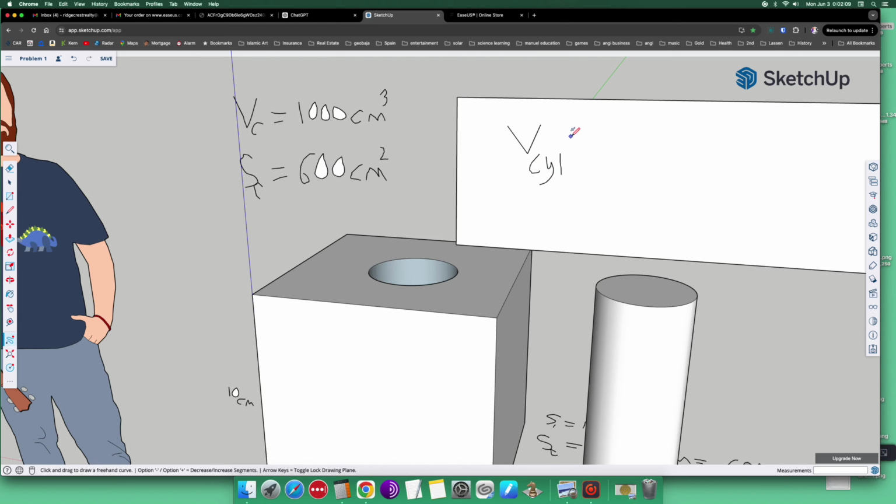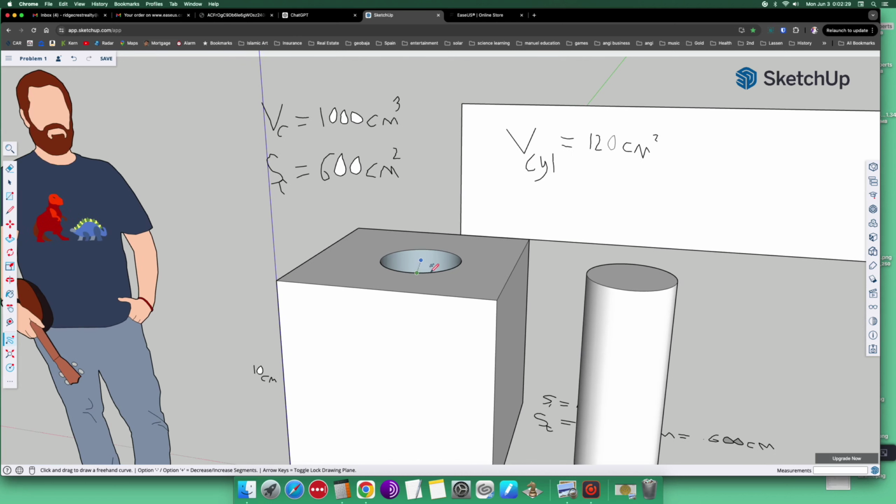Okay, and I think you remember that we had 120 centimeters squared. Cool. Well, that's easy enough. So now let's see what's the total remaining volume of this cube. Well, that would be the total of what it was before we removed it.